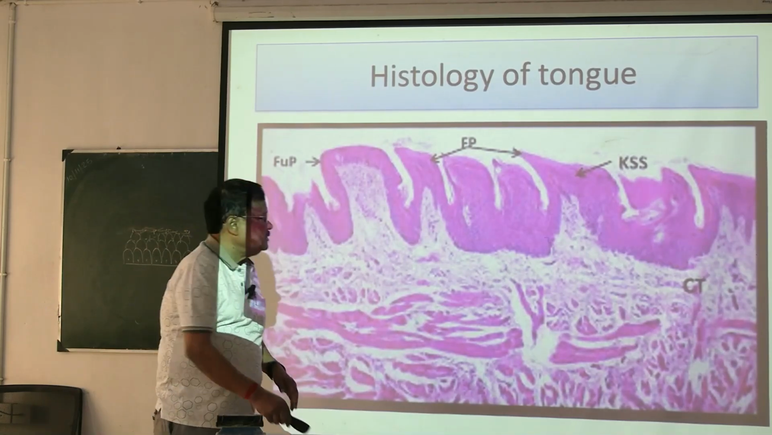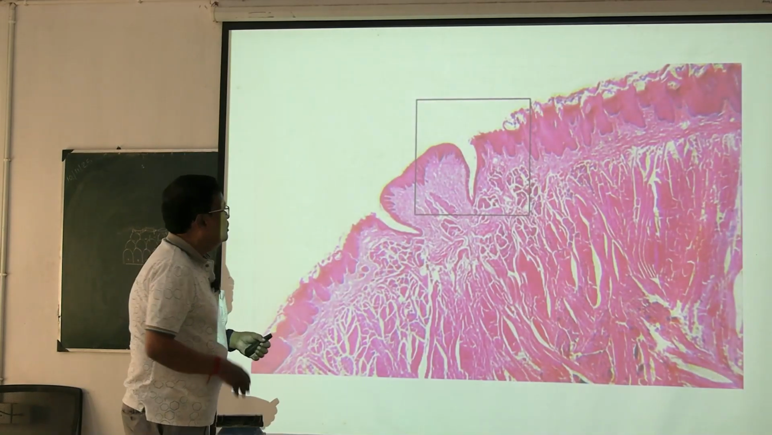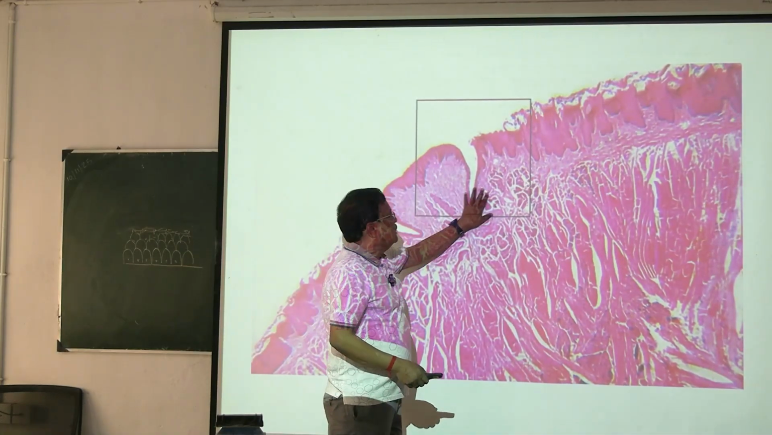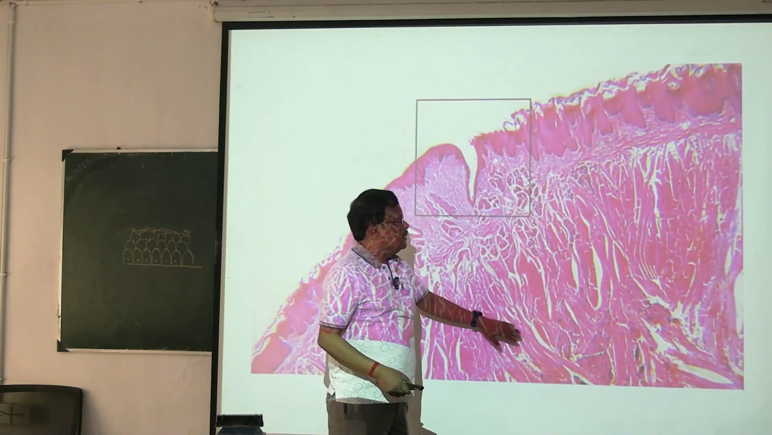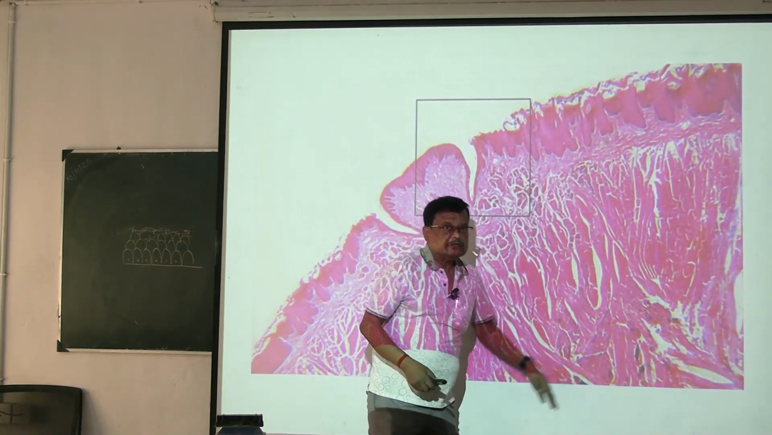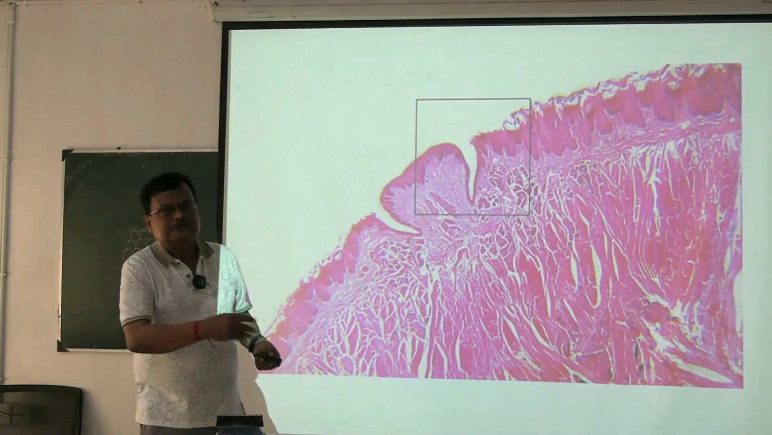So these are the muscles, and glands are also present. These are the surface epithelium, lamina propria and submucosa, and these are the muscles. Everything is cut muscle, cut this way and cut that way. So these are the muscles. Peculiar, once you see it you can understand this is the tongue.